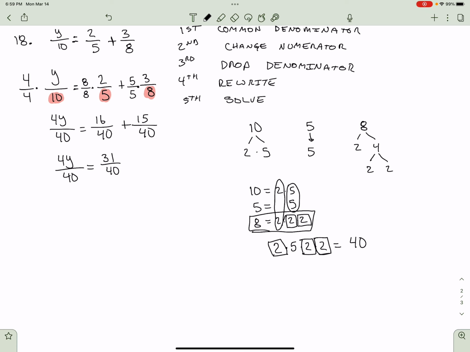So we have a common denominator of 40 on both sides, but if we just simply multiply by 40, it goes away here, and it goes away here, and we now know that 4y equals 31. So we're going to either divide by 4 or multiply by 1/4. Either one is good. And y equals 31 over 4. Now 31 is a prime number. It has no factors except itself and 1. So that's just the end answer there.